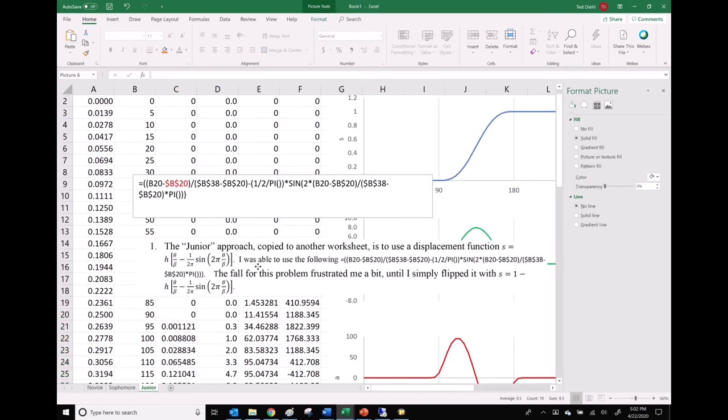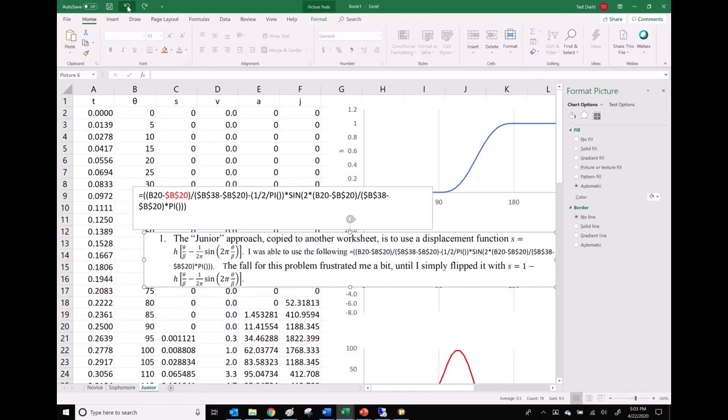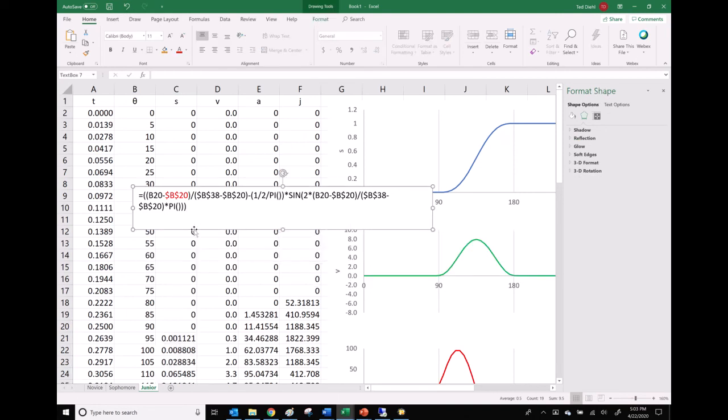So let me take a look. Yep. So now you can see. No, don't move him. Let me move this guy out of the way. Move this text box out of the way.